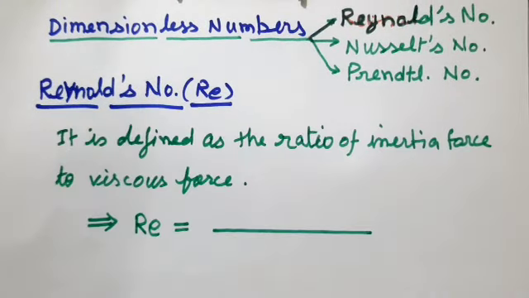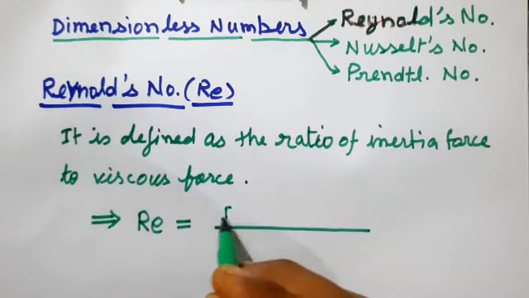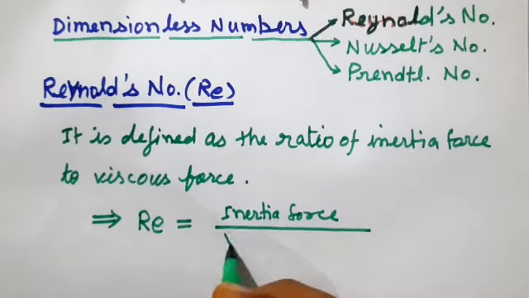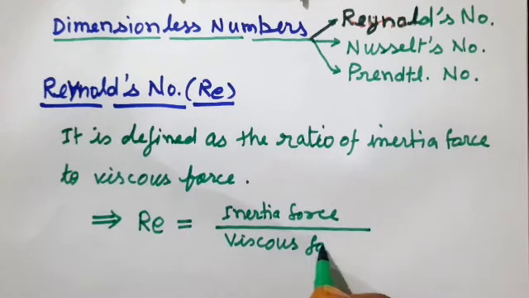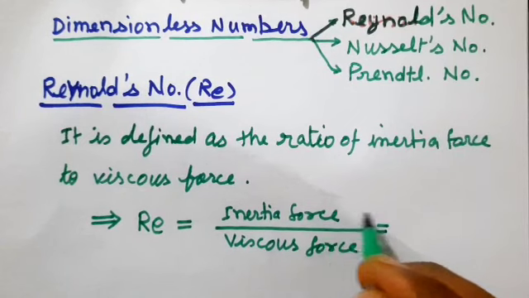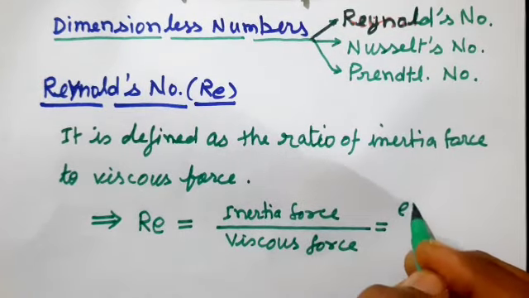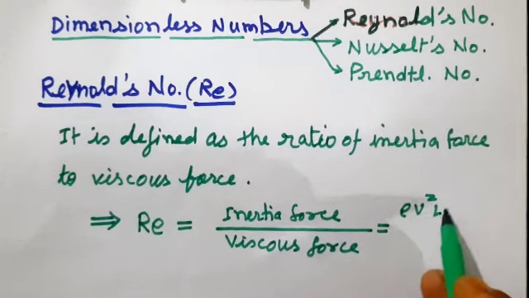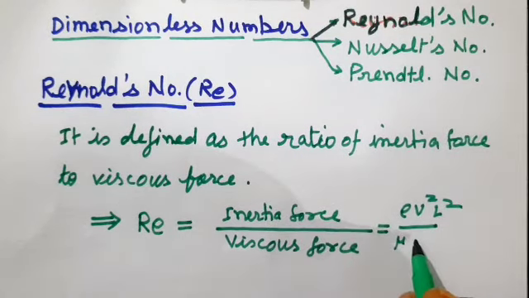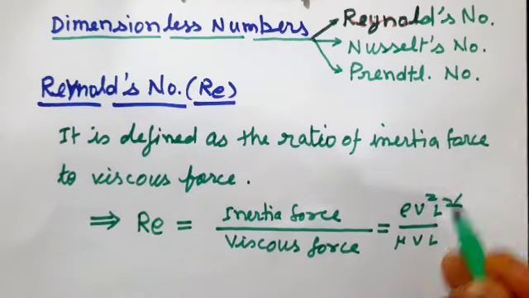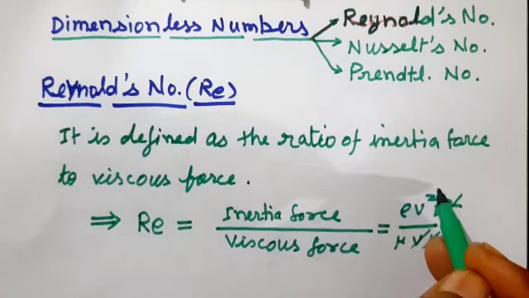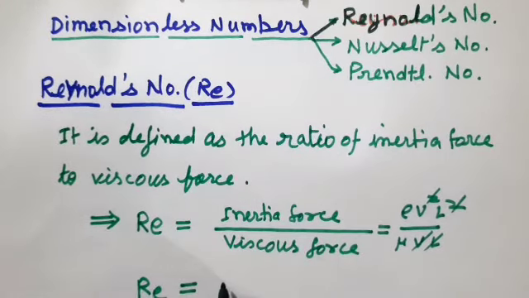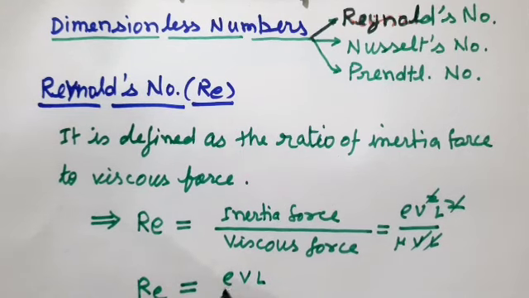So we can say Re is equal to inertia force upon the viscous force. So here we can say inertia force is equal to rho V squared L squared upon mu V L. So L to L cancelled, V to V cancelled. Then we can say Reynolds number Re is equal to rho V L upon mu.